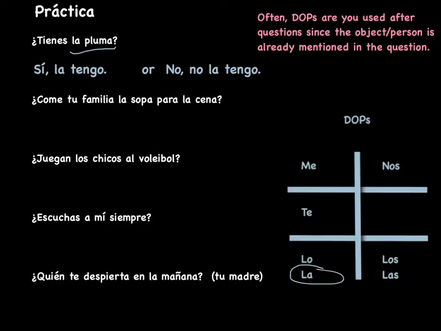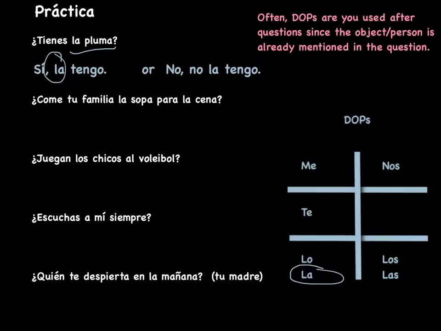So we have our answer here. Sí, la tengo, or you could say no, no la tengo. We have replaced la pluma with the word la, and we put it in front of our conjugated verb. Let's look at another question.